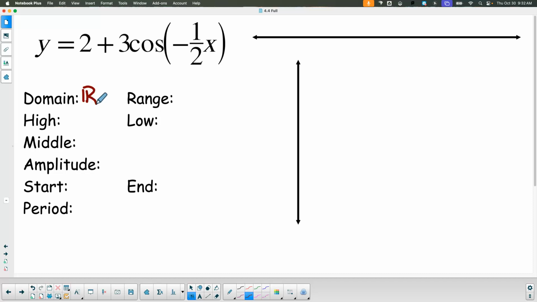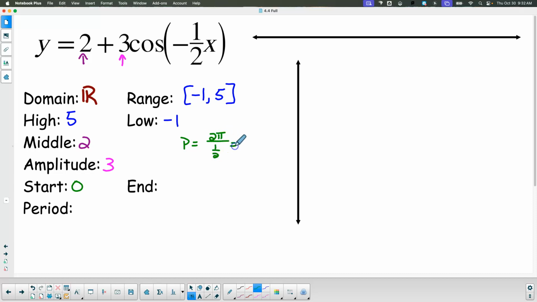Domain is all real numbers. My amplitude is 3. My middle is 2. So that puts my high value at 5 and my low value at -1. Good so far. Okay. Starting at 0 because it's not Tuesday yet. My period is 2 pi divided by 1/2, which is going to be 4 pi.